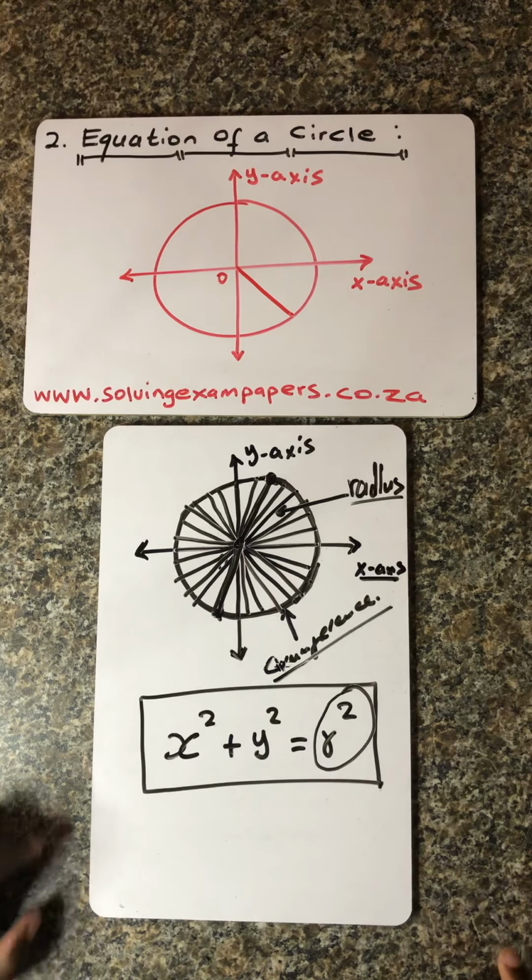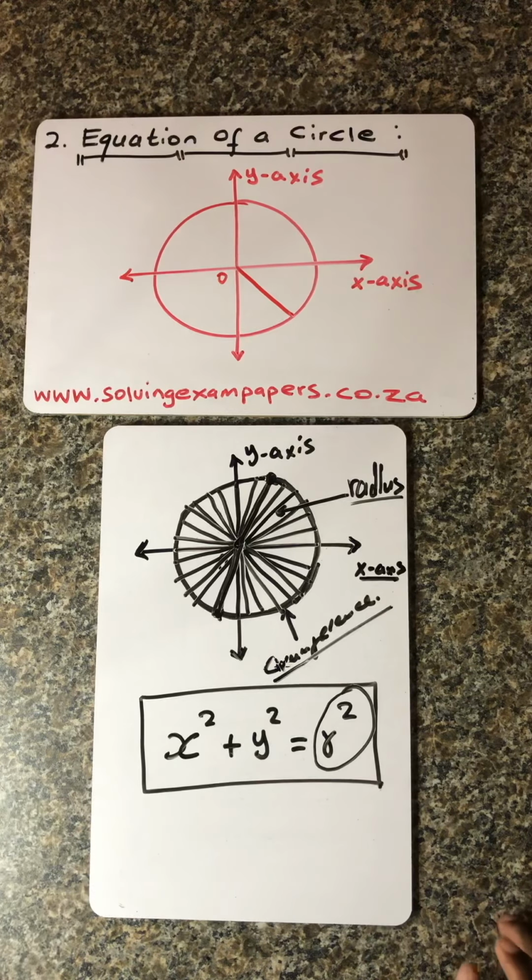Okay, so ladies and gentlemen, if we know the radius of the given circle, let me think of something. Suppose we've got a question where they say determine the equation of the circle with the center at the origin and a radius of 3 units.